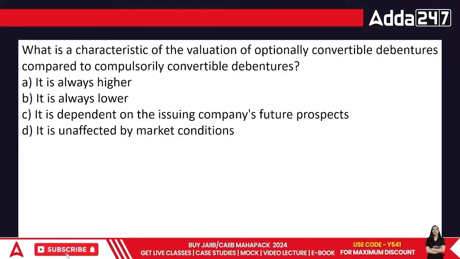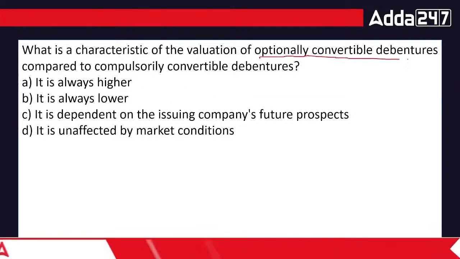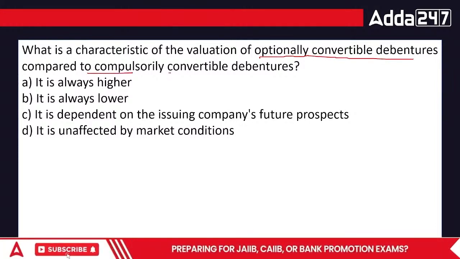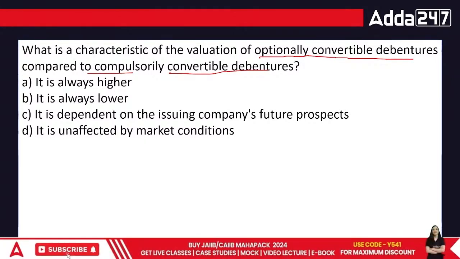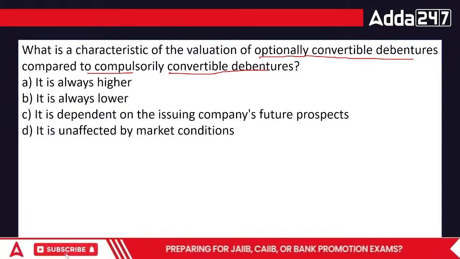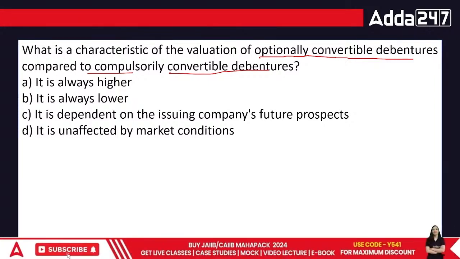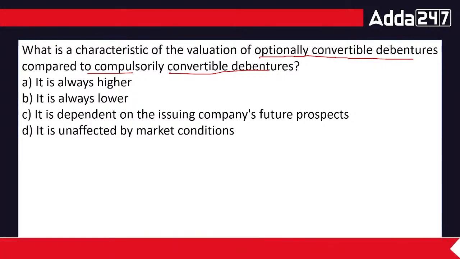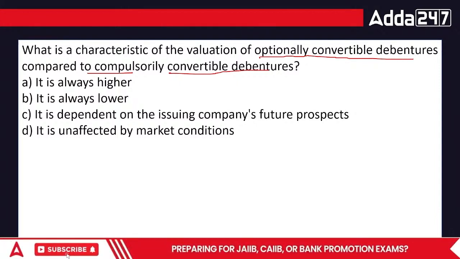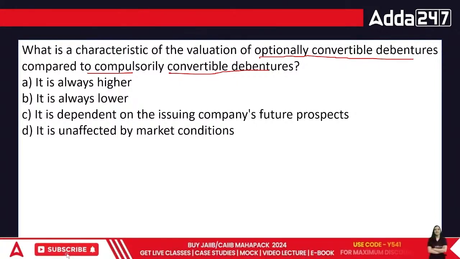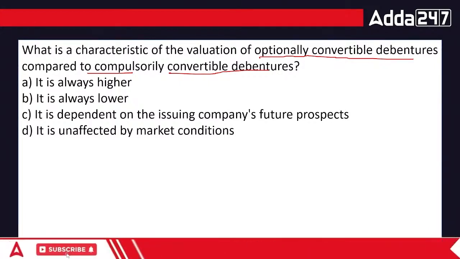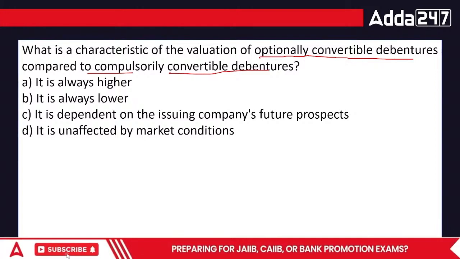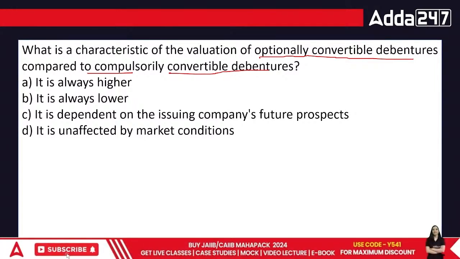What is the characteristic of valuation of optionally convertible debentures compared to compulsory convertible debentures? Optionally means this is something where the person has an option: either take money or you get shares. You have taken debentures, and they will be converted into shares. That is convertible, and this can be optional and this can be compulsory. That means if it is an optional one, you will be given an option. How do you want the money? You want to have cash or you want this?